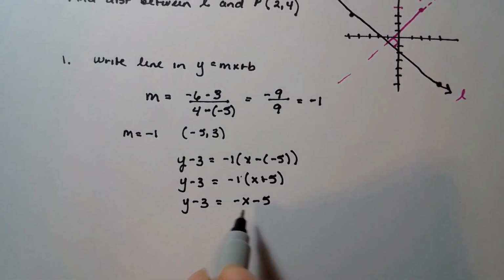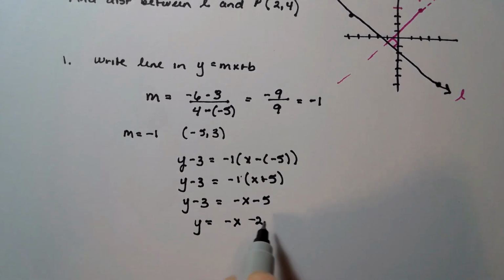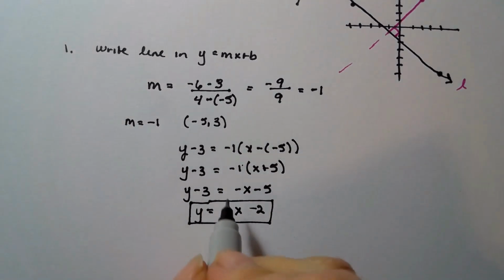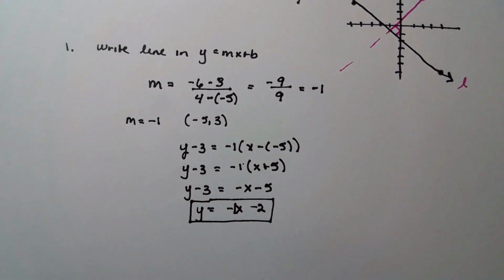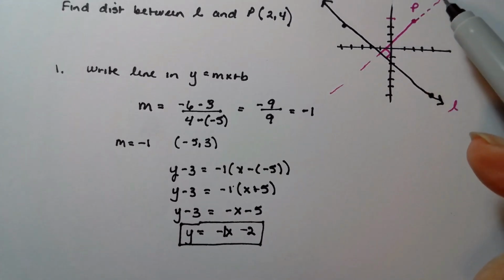And now I'm going to add 3 to both sides. So I'm going to have y is equal to -x. A -5 and a +3 is a -2. So the equation of my line L is -1x, and you can put the 1 there if you want, -1x minus 2.